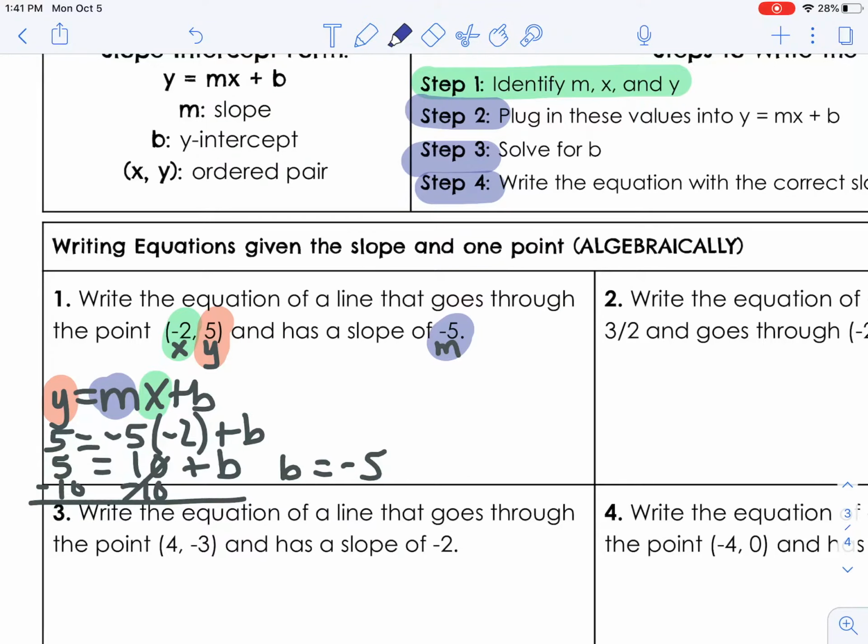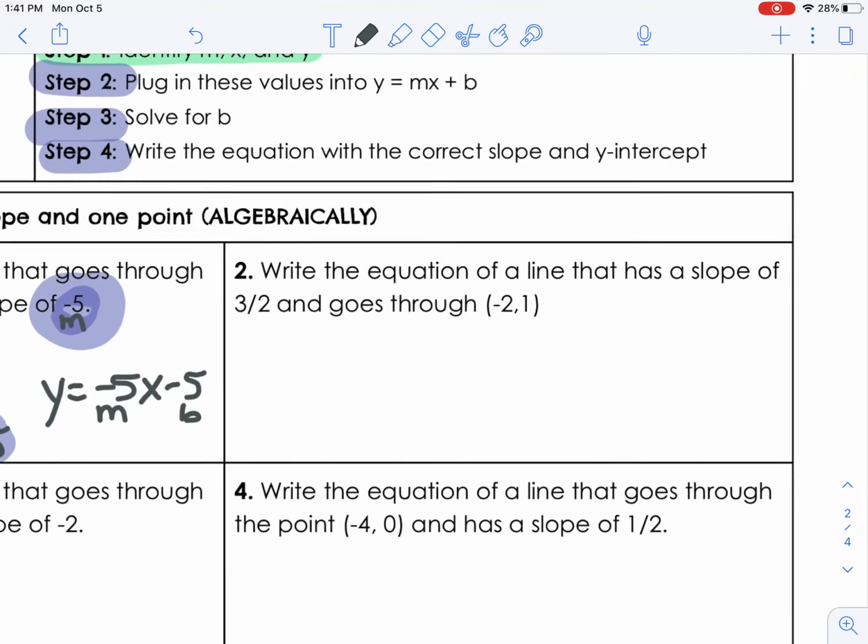So we've solved for b. Next thing is to write our correct equation. So we want to write the slope-intercept form that has this slope and this y-intercept. So that means we'll have y equals -5x minus 5. Here's my m, here's my b. All right, let's look at another example.